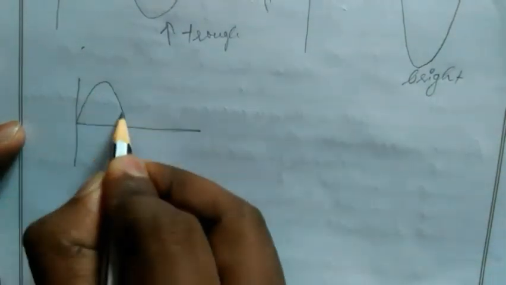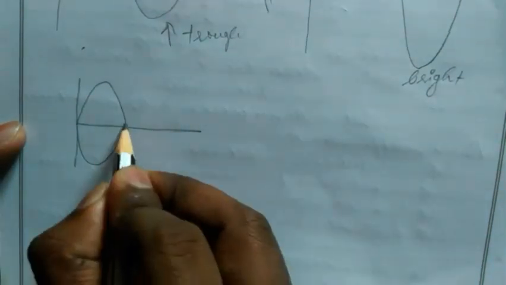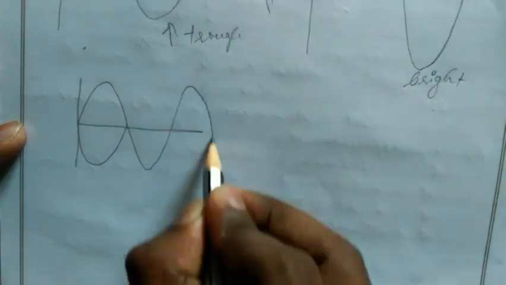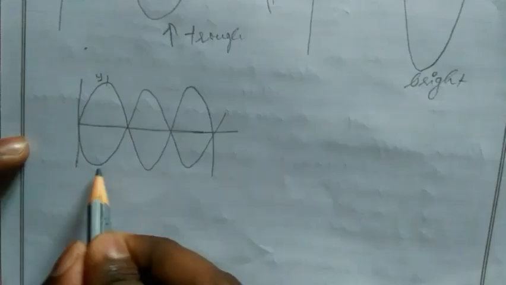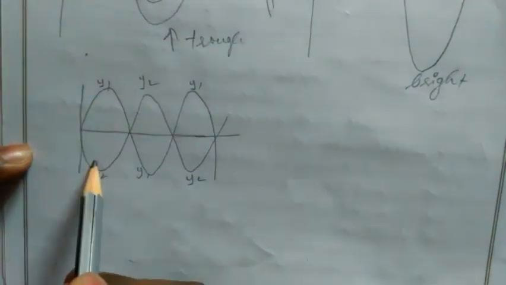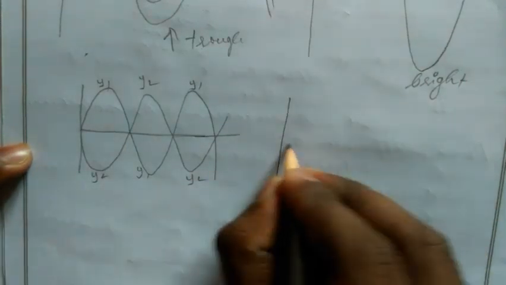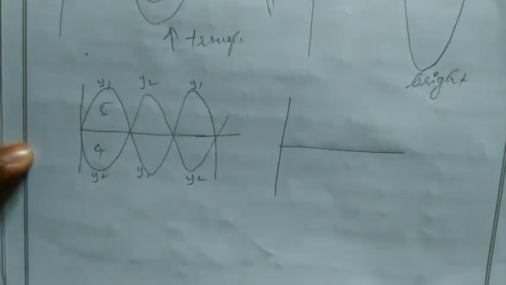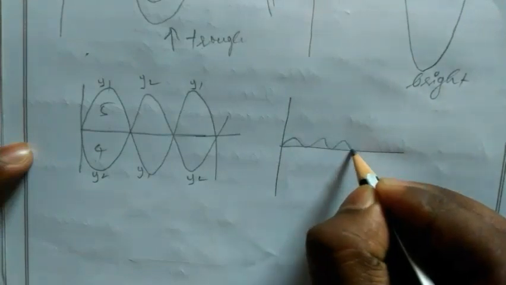But here the first wave and second wave are both in opposite directions. Correct? So both crests are opposite, both troughs are opposite. So when they are added, we get the resultant value as 1. See here, plus 5 minus 4, so the resultant will be 1.